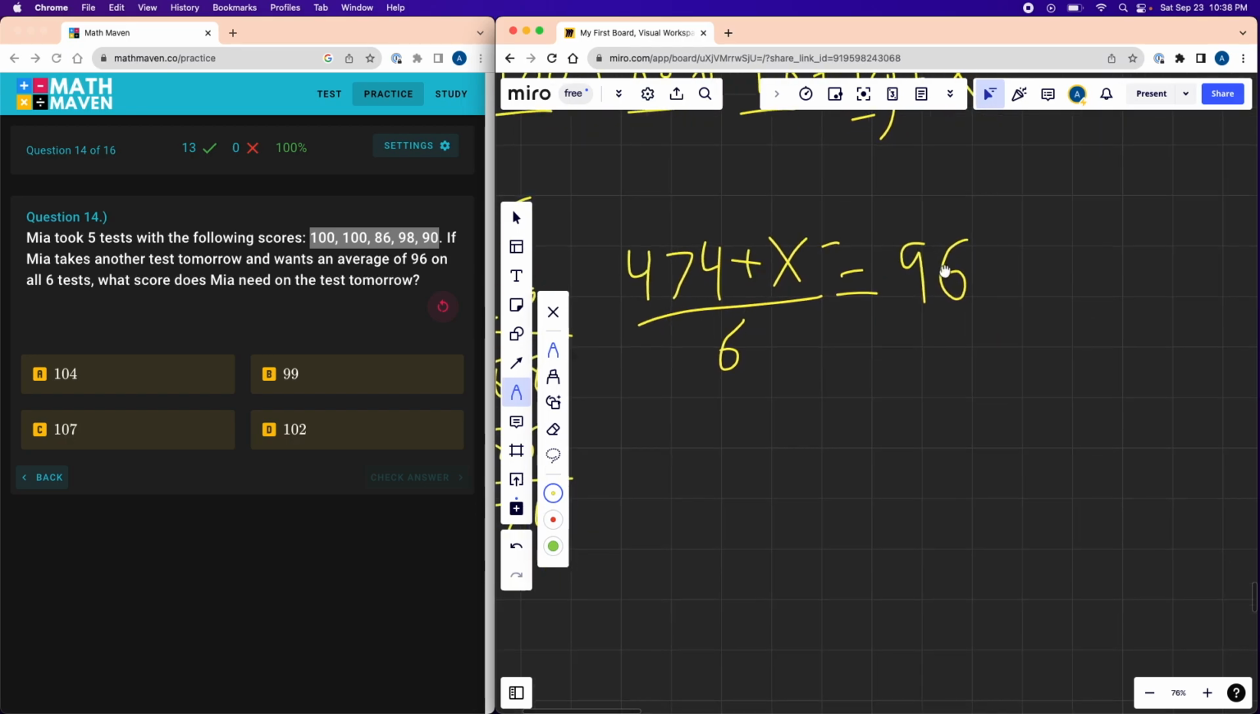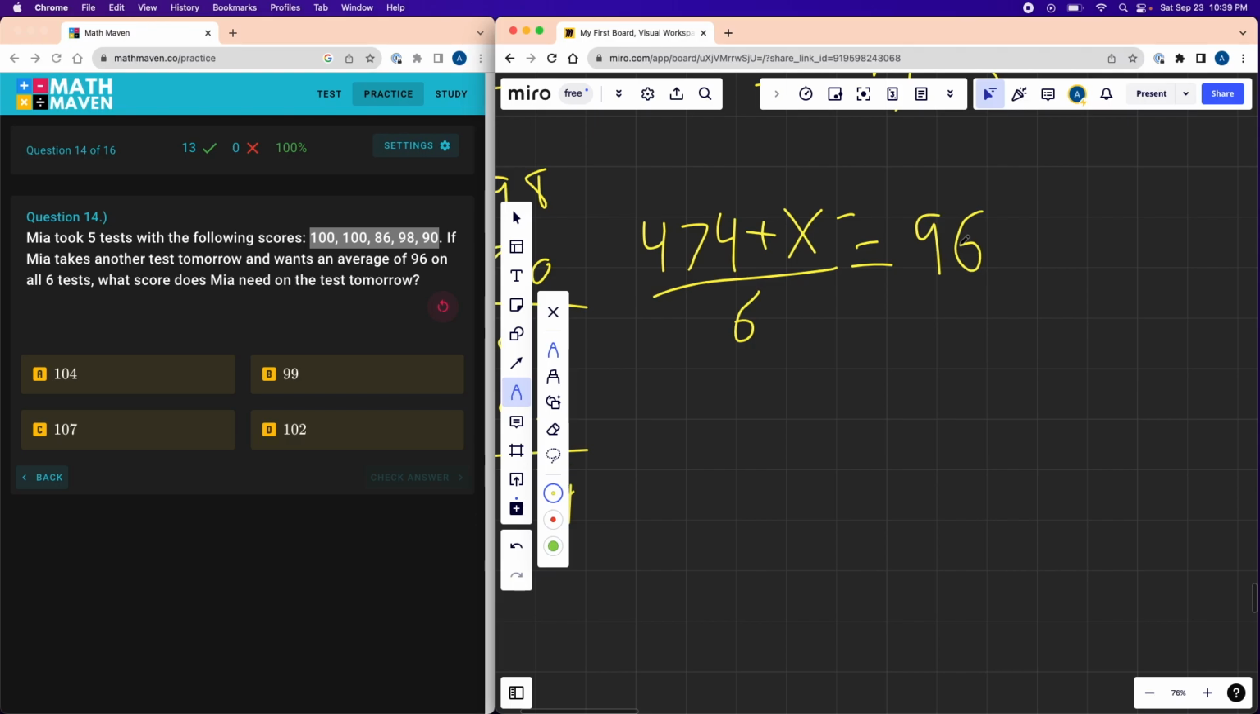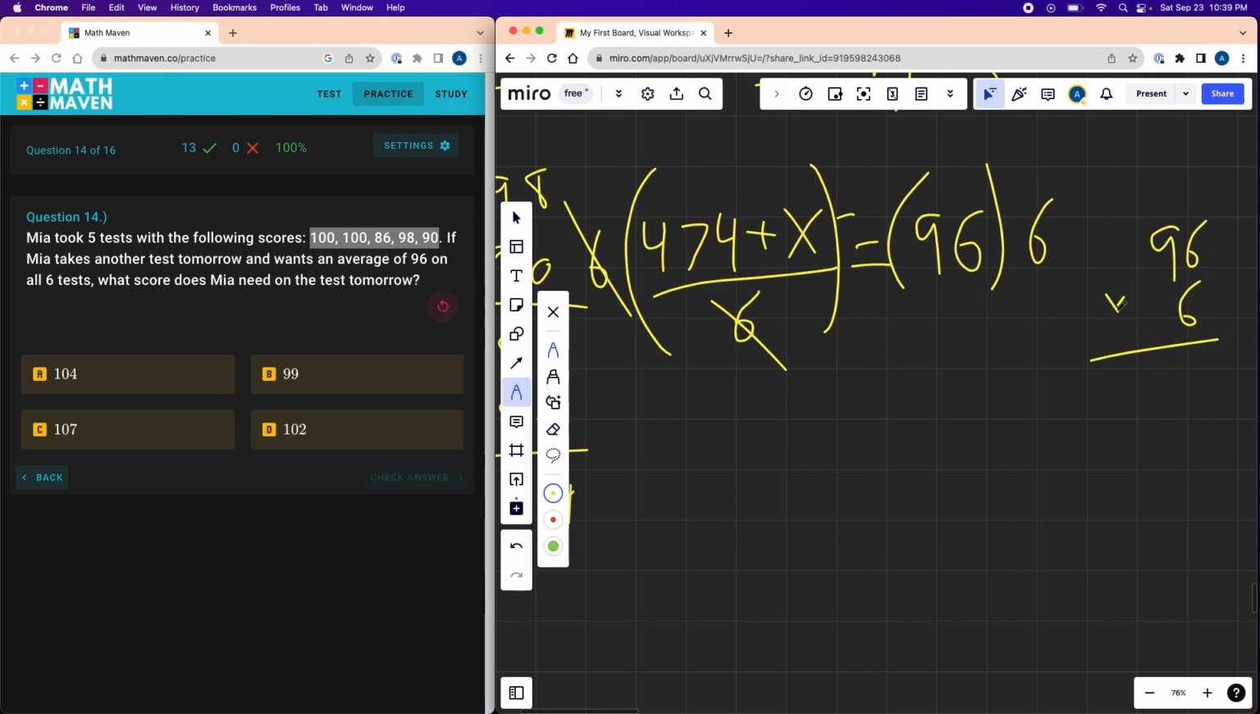All right, so now it's just, again, a basic algebra problem. Let's multiply this by 6. That way the 6's cancel out. Whatever we do on one side of the equal sign, we need to do to the other side. So multiply this by 6. I can't do that one in my head. So 96 times 6. That's going to be 36. That's going to be 54, so 57 here.